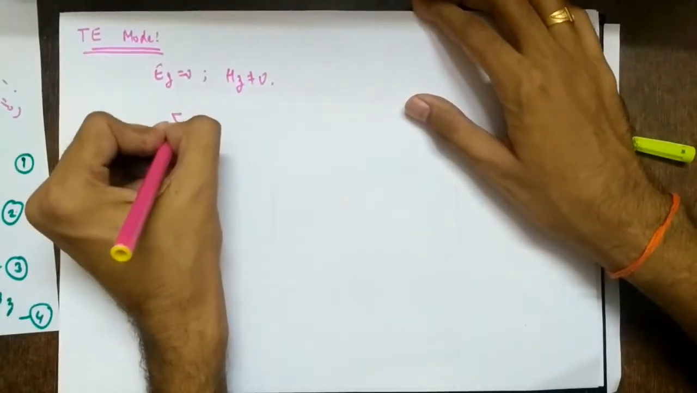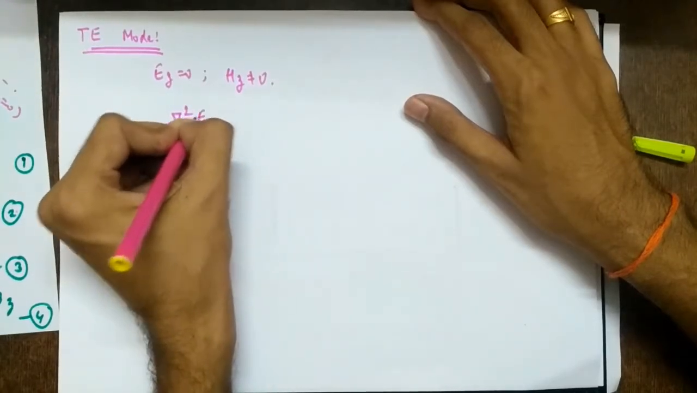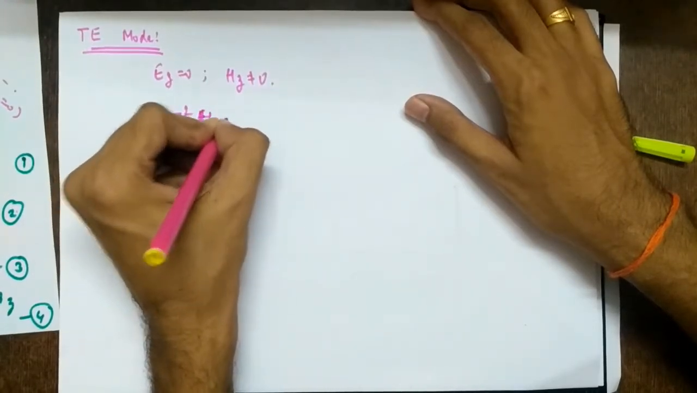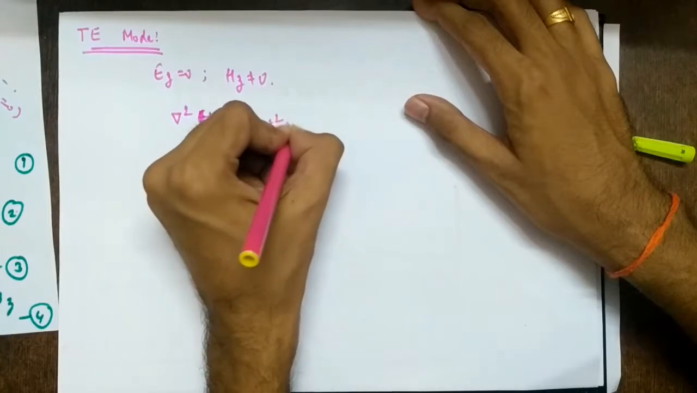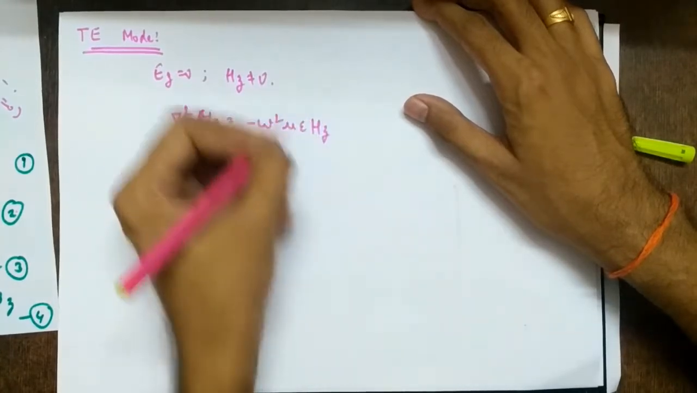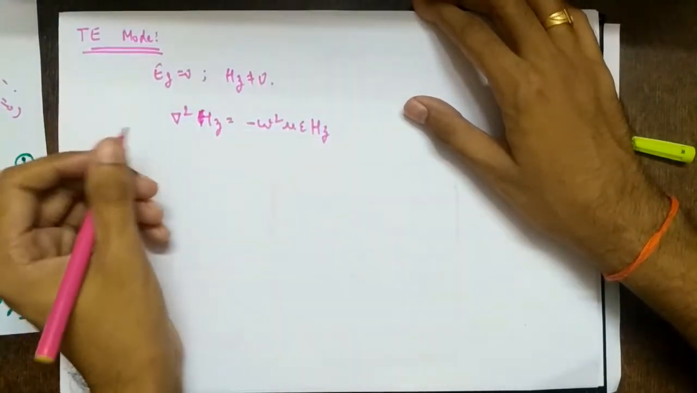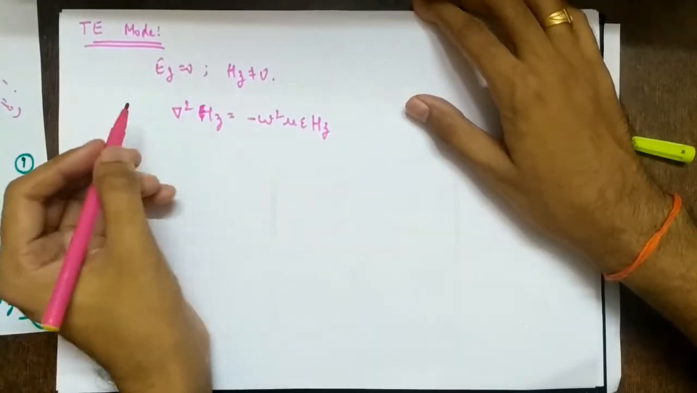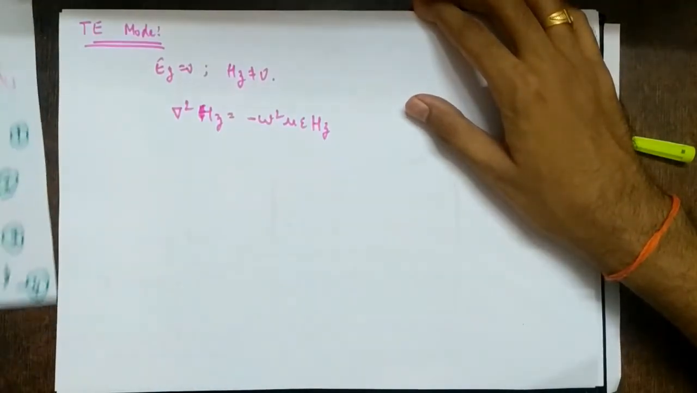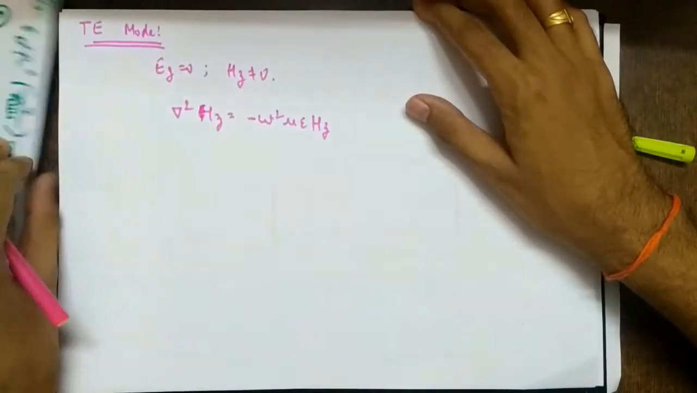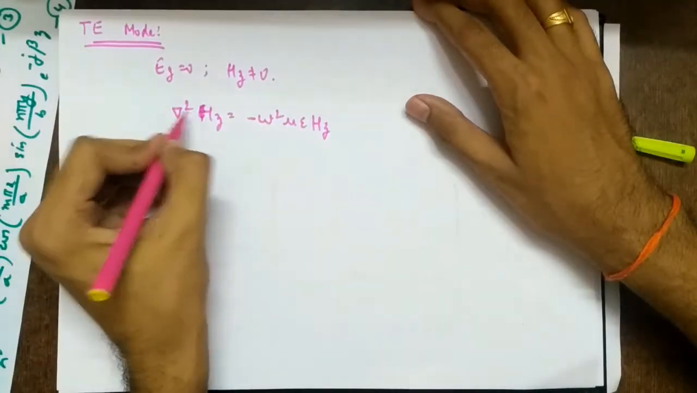Again we'll use the wave equation: del square Hz equals minus omega square mu epsilon Hz. I will not solve it. You can solve it, this will be self-study. Not in fact self-study, I have taught the first part. So now this is for the TE mode, you can do it yourself.